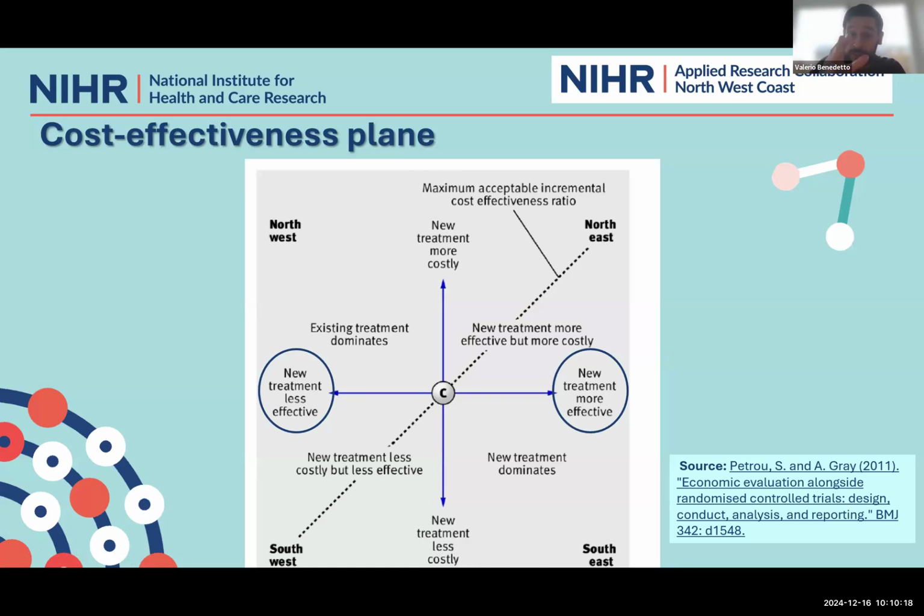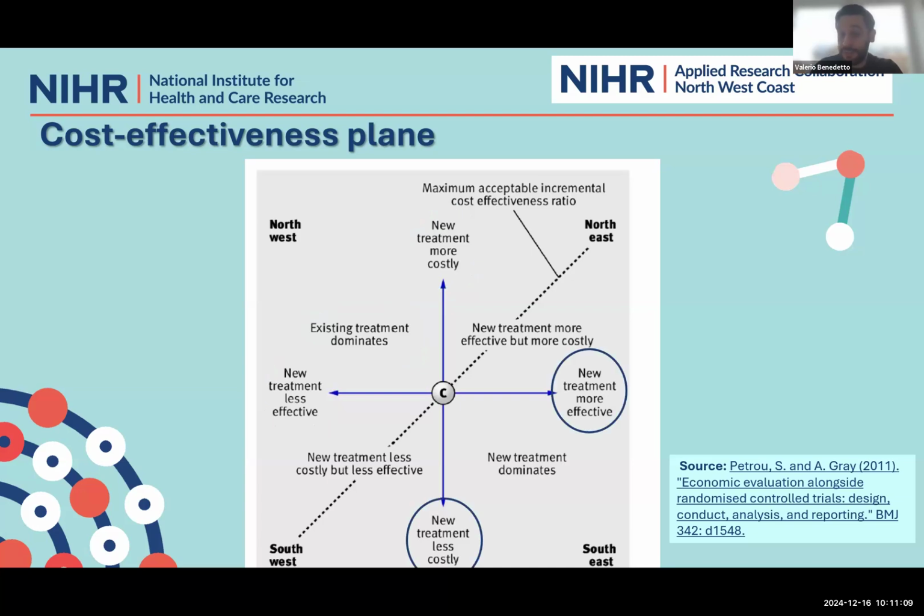So we got two axes. So that means we are dividing the plane in 4 quadrants, and we are going to analyze these 4 quadrants one by one now. So we'll start with the northwest quadrant, which is the quadrant towards the top left-hand side of the plane. And if you see in this quadrant, we got the scenario where the new treatment is more costly, but is also less effective. So that means it's going to require more money to implement the new treatment, and it's not going to bring us the same amount of health gains that existing treatment is bringing about. So the existing treatment in this scenario will dominate the new treatment.